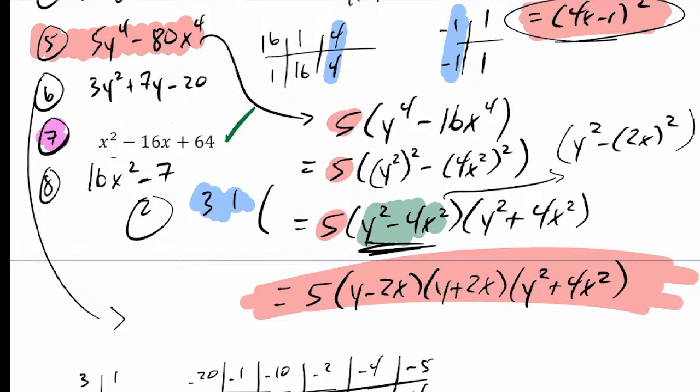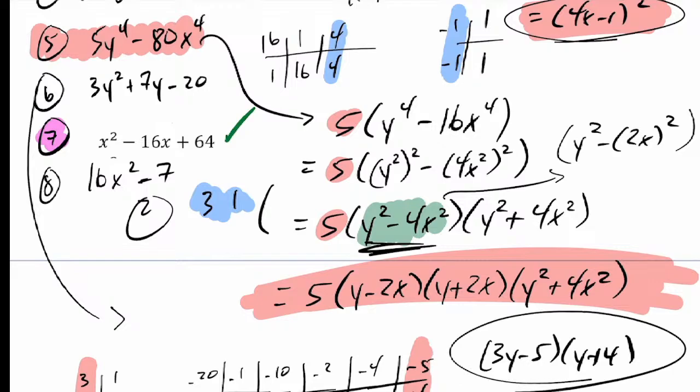Oh, actually, I highlighted the wrong one. I think these two will do it. This will be 12 minus 5 is 7, and that's it. So we should have gotten 3y minus 5 times y plus 4. That was 7.